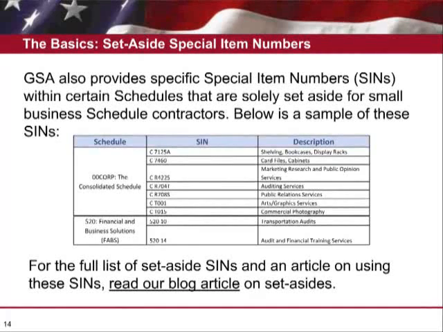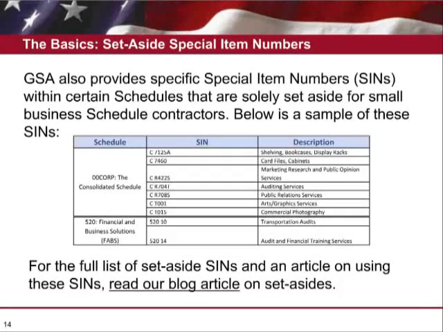Now there are some SINs on some schedules that are set aside already for small business, and what you see on the screen is just a sample of them. If you have access to this presentation, you can follow the link on the screen and it will take you to our article that has the full listing. So when you use these SINs, agencies are already assured that they're going to get small business credit. They don't have to set aside an order because every contractor under those SINs is already a small business.